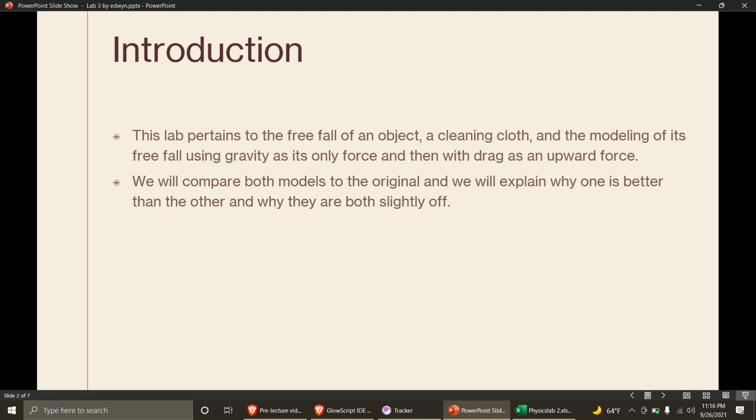This lab pertains to the free fall of an object, a cleaning cloth in my video, and the modeling of its free fall using gravity as its only force, and then using drag as one of the upward forces acting upon it. We'll be comparing both models to the original, and we'll explain why one is better and why they're both slightly off.